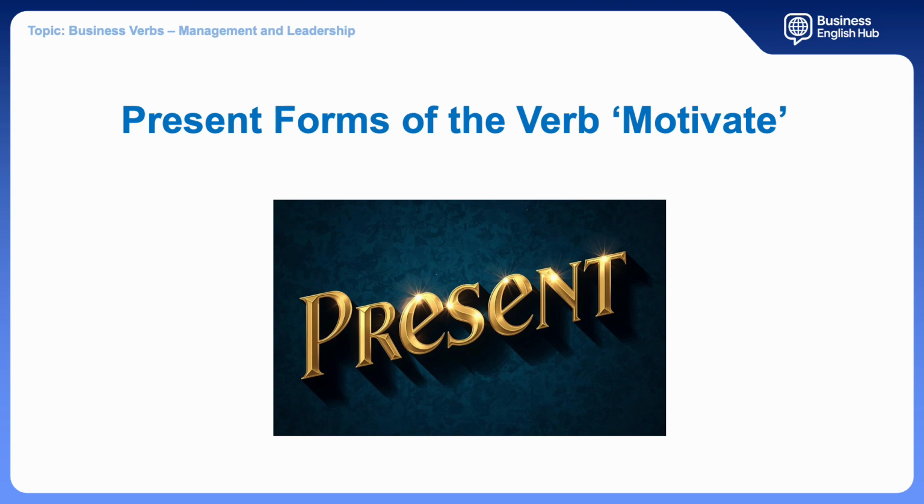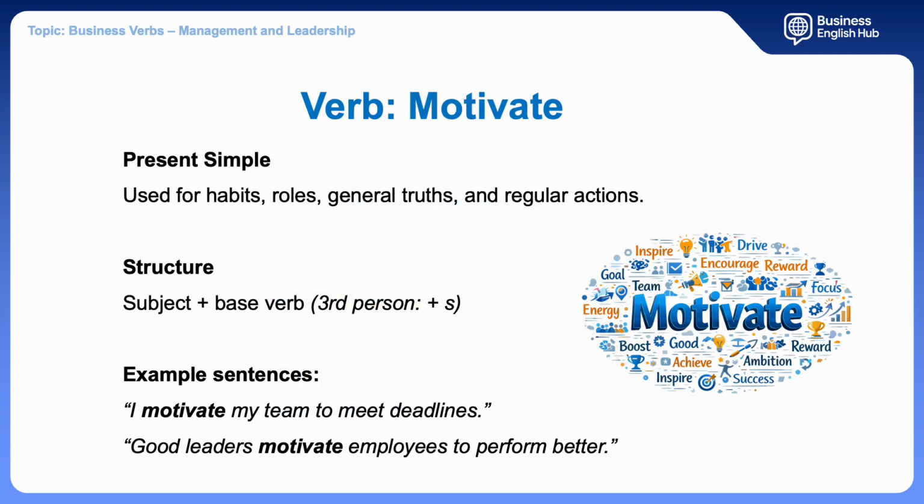We will now look at the present forms of the verb motivate. The present simple of the verb motivate is used for habits, roles, general truths, and regular actions. Example sentences with the verb motivate in the present form include: I motivate my team to meet deadlines. Good leaders motivate employees to perform better.